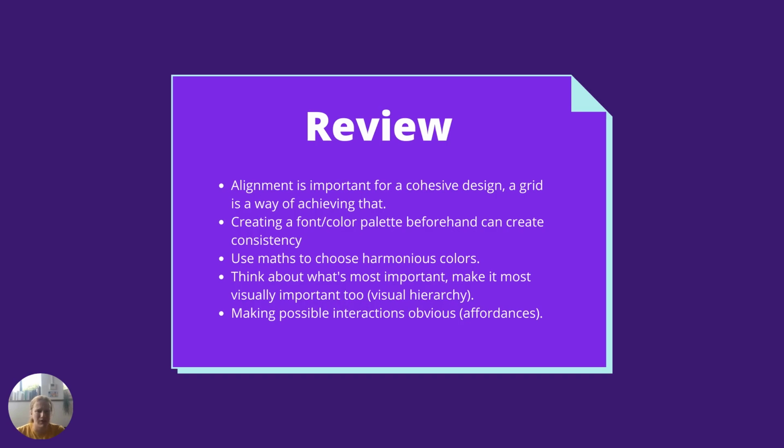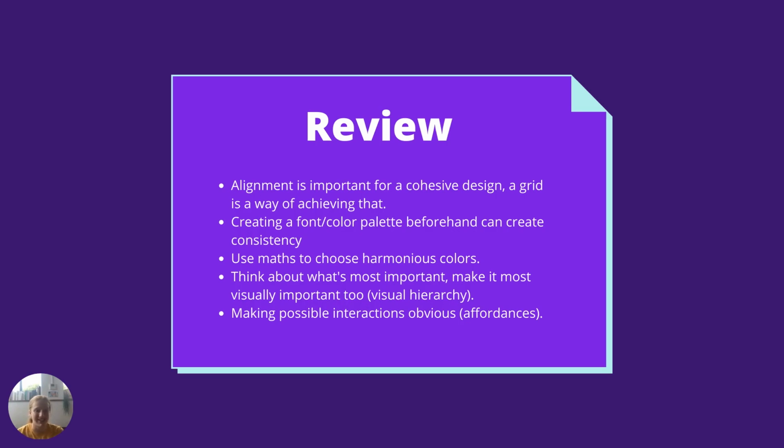In review, I think we looked at alignment to make your design look less scary, a grid as being a really easy way to create alignment and very popular for websites and apps. Second, we looked at creating a font or color palette beforehand to create consistency, and you often want to make that quite small so that the app feels consistent and very familiar to users as they use it. We looked at how we could use maths to choose harmonious colors, and then we looked at, after you've set up these great foundations with the alignment, the fonts, and the colors, using visual hierarchy to communicate what is most important.